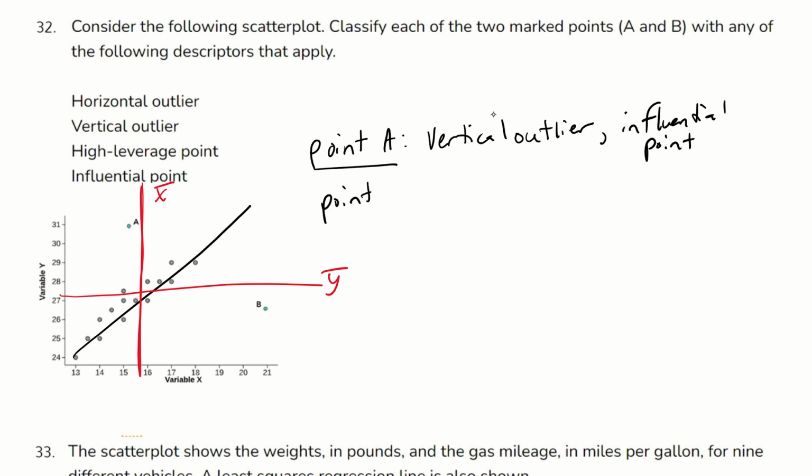Now let's look at point B. Point B is far away from the X bar. It's an outlier in that direction. And so we would expect that to be a horizontal outlier, right? And because it's a horizontal outlier, that means it has high leverage. So it's also a high leverage point.